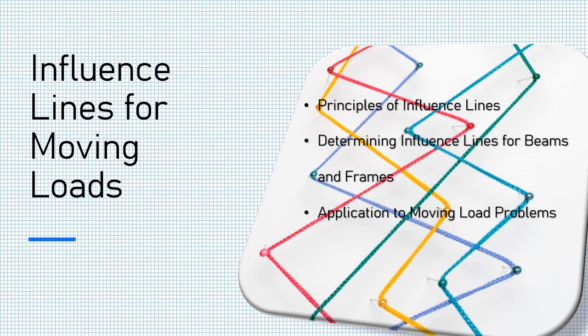4. Calculate the internal force for the moving load. For each position of the moving load, use the influence line to determine the internal force at the point of interest. The internal force is the product of the load magnitude and the corresponding value on the influence line for that position. 5. Sum the forces. If the moving load consists of multiple point loads, e.g., a truck with multiple axles, calculate the internal forces for each axle position and sum them to get the total internal force.